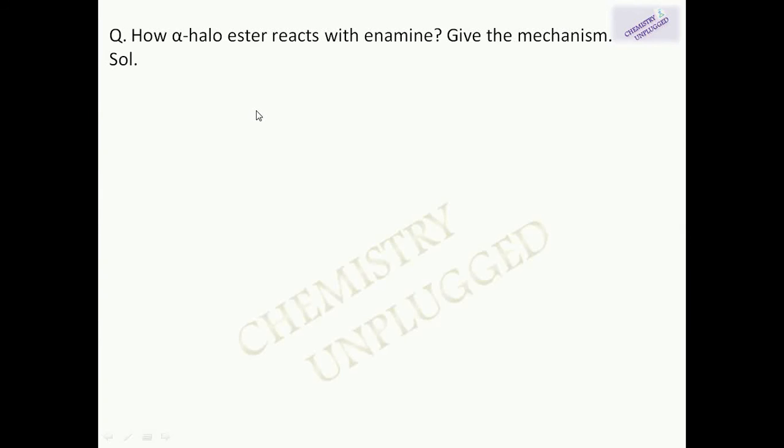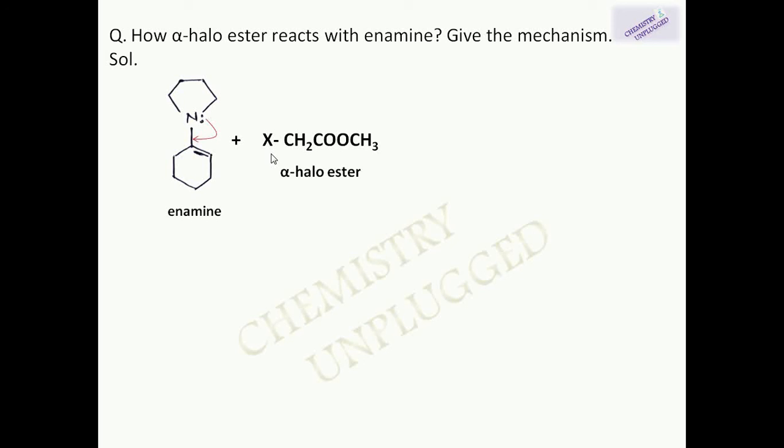Then how do alpha halo esters react with an enamine? This is an enamine. We have one enamine here and it is an alpha halo ester. This is an alpha carbon and we have one halogen X. Suppose we can use chlorine, bromine or iodine, so we are using the term X here. This is an alpha carbon, so it is an alpha halo ester group. This nucleophile will attack this carbon because the halogen atom, because of its electronegativity, will attract the electrons towards it. So this carbon will become positively charged, or it will act as an electrophile.